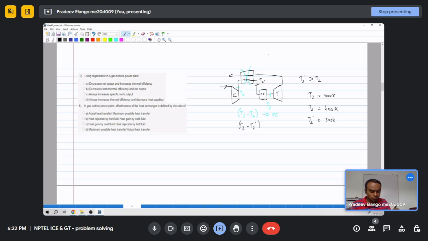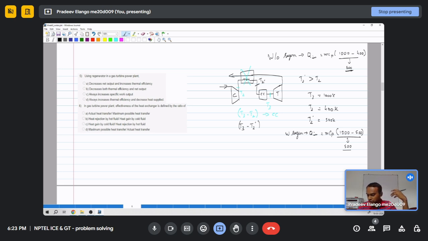Right. So without regeneration, you have to supply Q in, which is MCP into T3 minus T2, that is 1000 minus 400. So this is 600. Now with regeneration, Q in is MCP into 1000 minus 500, so only 500. You have to supply MCP into 500. Earlier you supplied MCP into 600.